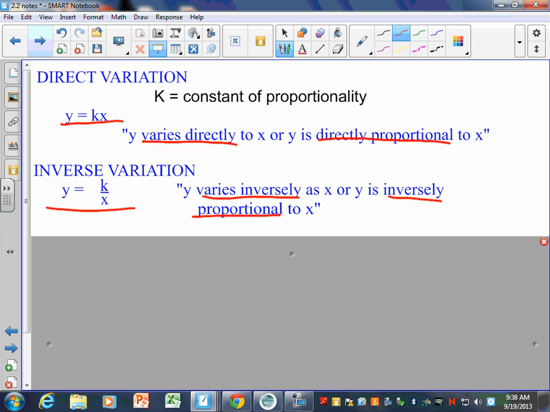Going back to this one, sometimes they don't even use the word directly. So let's go up here and add that also sometimes it just says proportional. I don't know how you want to write that. Also, we could just say that y is proportional.